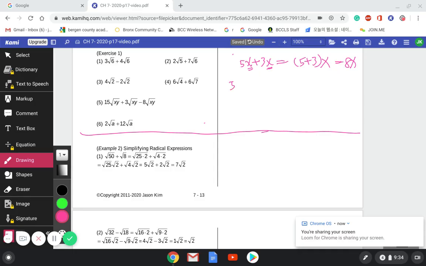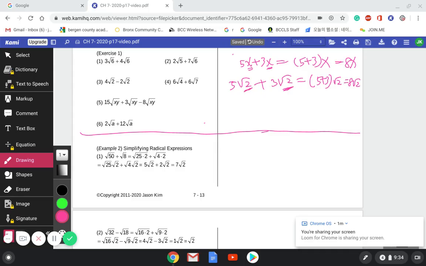So if you have 5 radical 2 plus 3 radical 2, because both terms have radical 2, they become like terms. So you end up with the same procedure as if you have x. You end up with 8 square root of 2, or 8 radical 2.